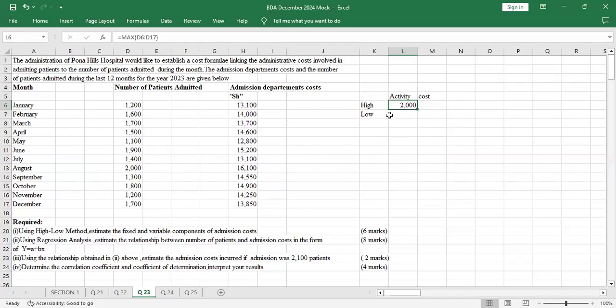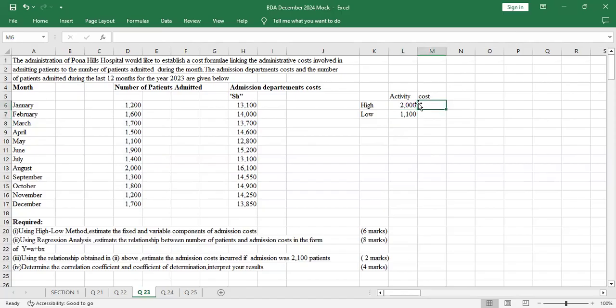So what about the low activity? For the lowest activity, you will do the same. So we'll say equals to minimum. So you say equals to min, then you select all the values there, then you close the bracket, then you enter.